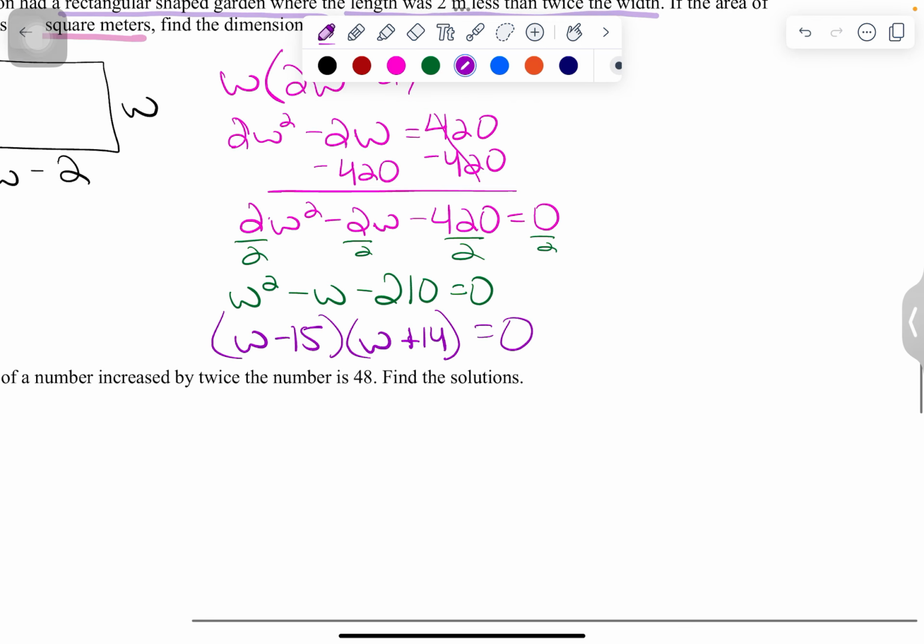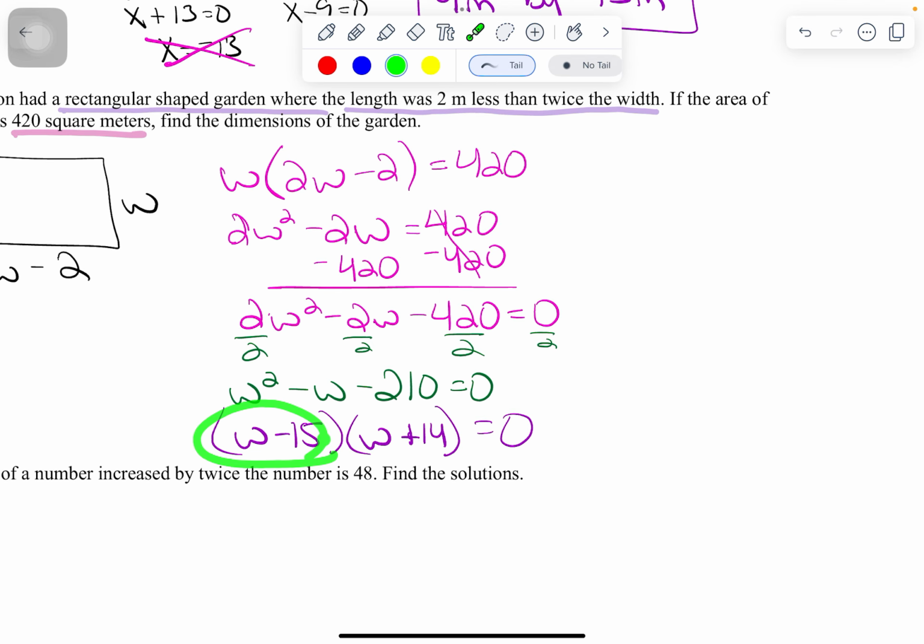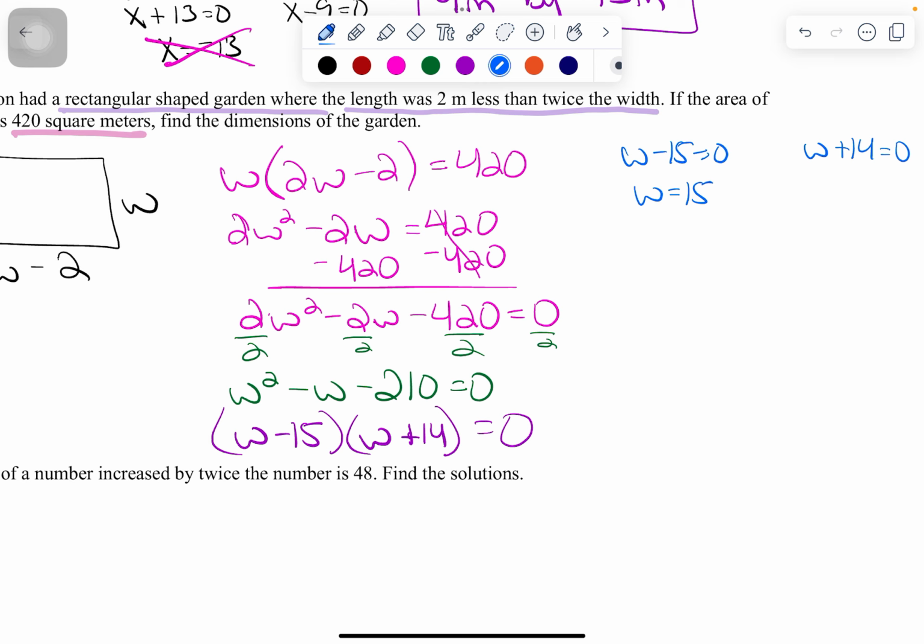All right, and of course I write too large. Shocking, I know, but off to the side here, I'm going to go ahead and take each factor and separately set them equal to 0. So W minus 15 equals 0, W plus 14 equals 0. So that's going to get me W equals 15 and W equals negative 14. Does not make any sense in the universe to talk about a rectangle with a negative length. Gonna go ahead and eliminate that immediately.